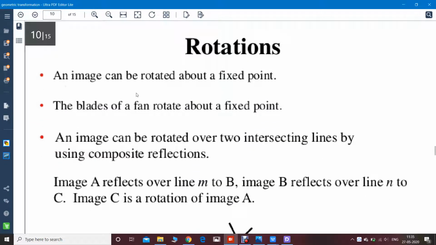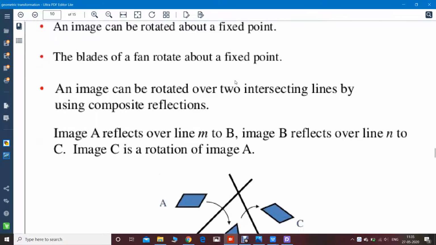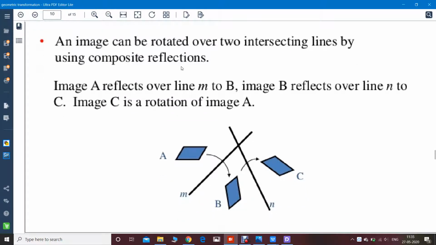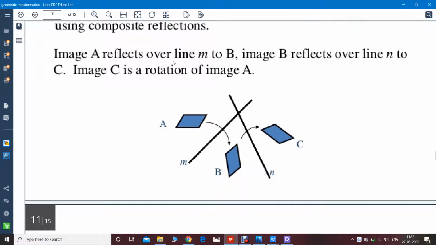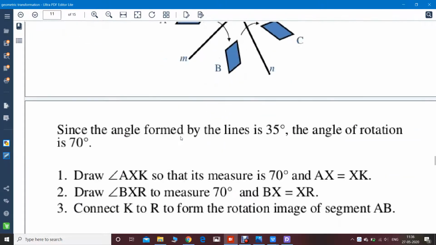Rotation. An image can be rotated about a fixed point. The blades of a fan rotate about a fixed point. An image can be rotated over two intersecting lines by using composite reflection. Image A reflects over line M to B. Image B reflects over line N to C. Image C is a rotation of image A, as we can see in the image. Image A is reflecting to B, B is reflecting to C.